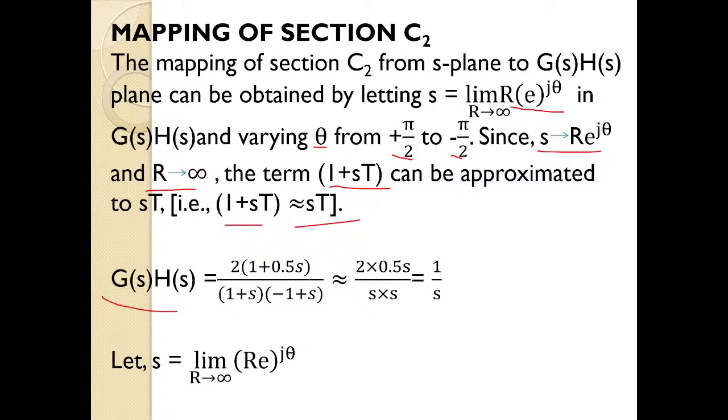Consider your given open loop transfer function G of S, H of S, and replace 1 plus ST by ST. So 2 into 1 plus 0.5 S you can rewrite as 0.5 S, and 1 plus S you can write as S. You just simplify and you get 1 by S. So G of S, H of S is equal to 1 by S at S equal to limit R tends to infinity.